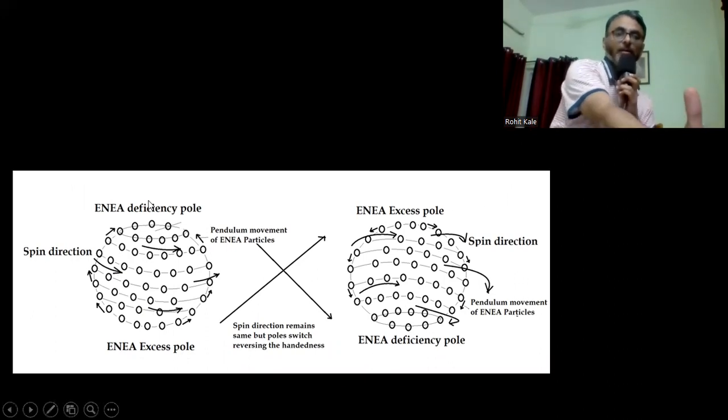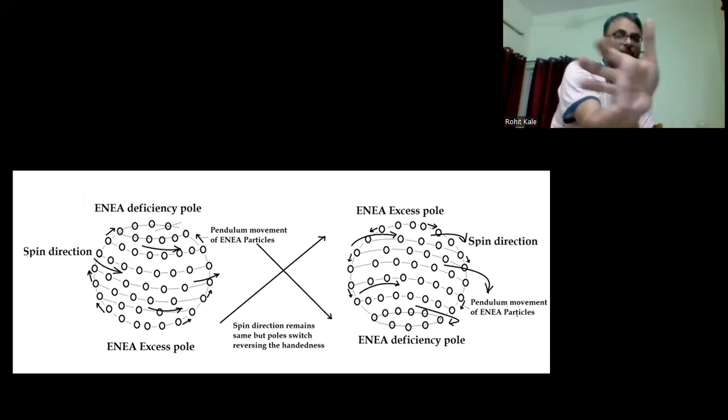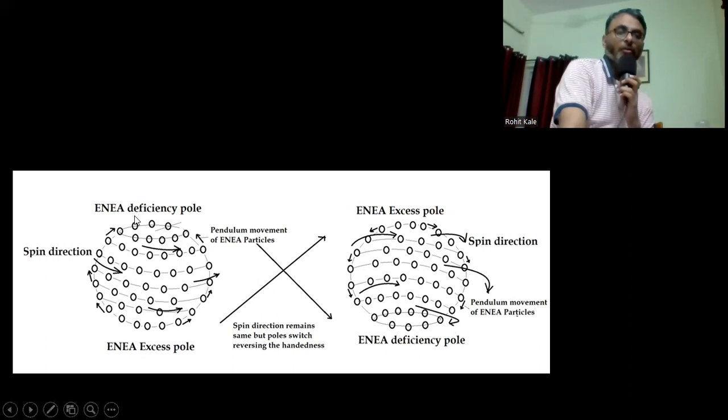So this will be a right-handed particle, right? Because I'm using the right hand. Now, as soon as this is the ENA deficient pole, there will be more positive energy here, so there will be more destruction here. So the ENAs will get pulled towards this pole.